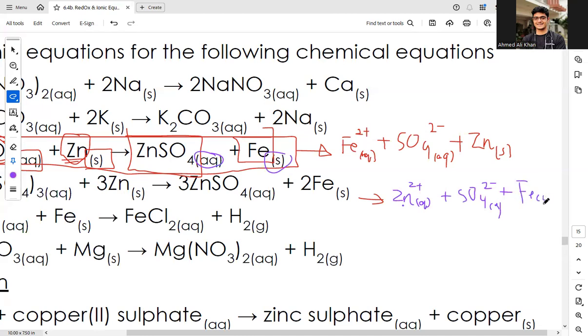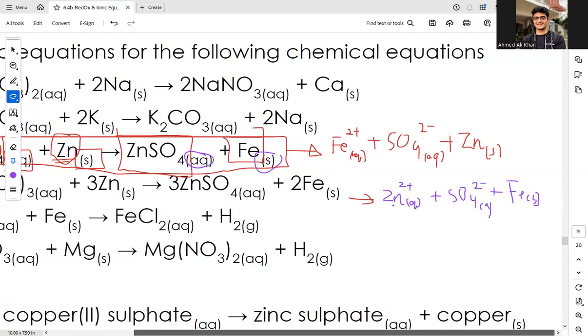Now that we have broken down the chemical equation into the ionic form, let's cancel out the ions which are not actually taking part in the reaction. Aslan, can you tell me which ions are not actually taking part in the reaction? Or Arisha, can you tell me?